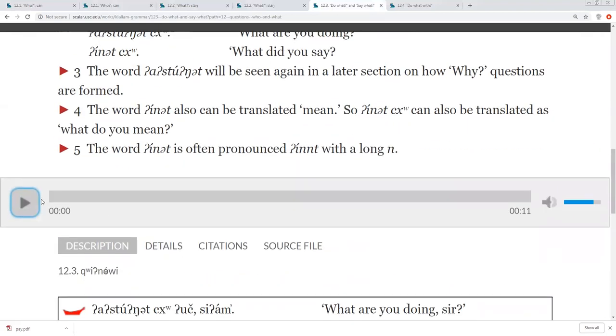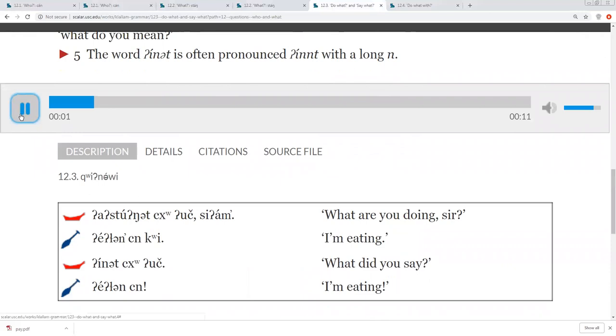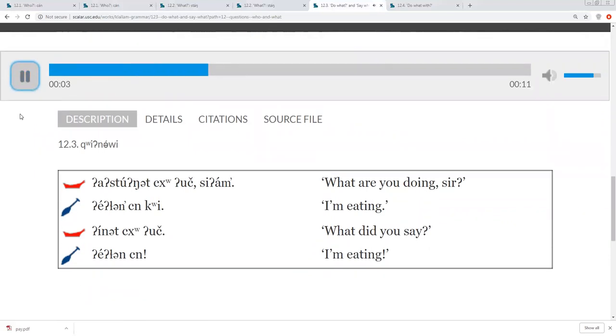Scroll down some more, we'll go over our exercise, 12.3. The word astolnit will be seen again in a later section, but that is how why questions are formed. The word init can also be translated to mean. So init can be translated as what do you mean? The word init is often pronounced int with a long n.